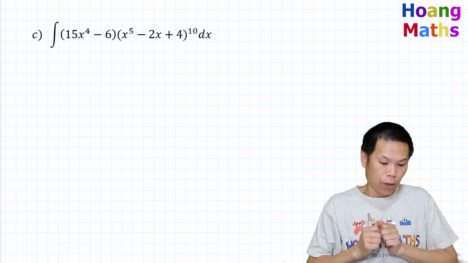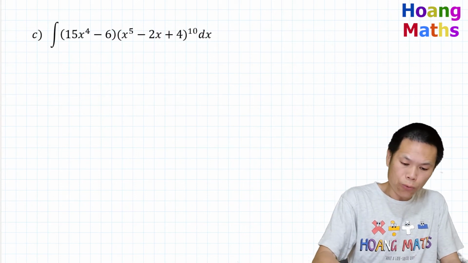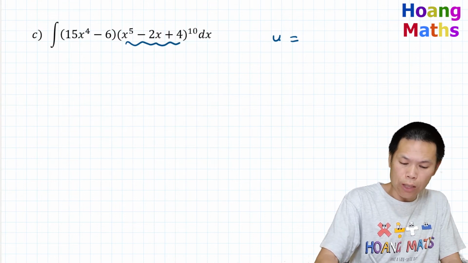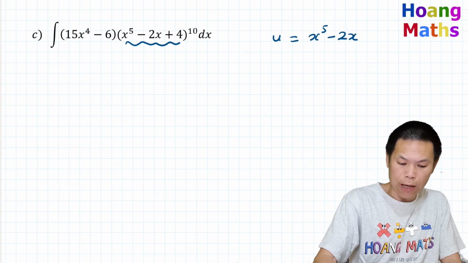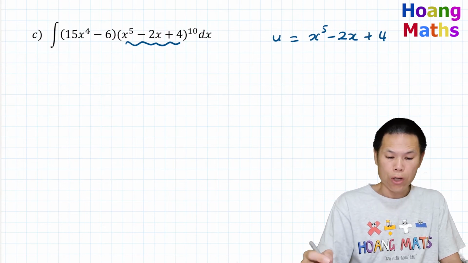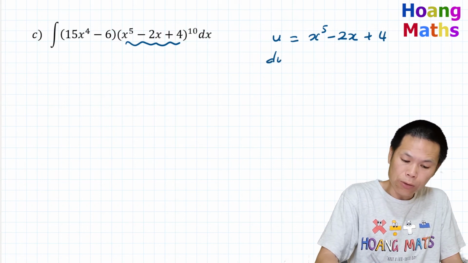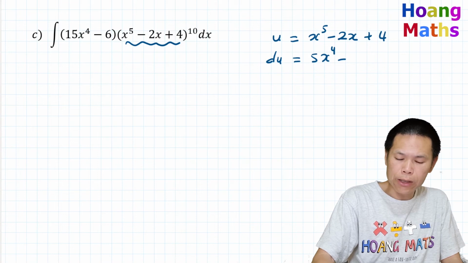Part C. So we're going to let u be equal to this function here, which is x to the power 5, minus 2x, and add 4. So now we differentiate that with respect to x. So du is equal to 5x to the power 4 minus 2, okay, dx.